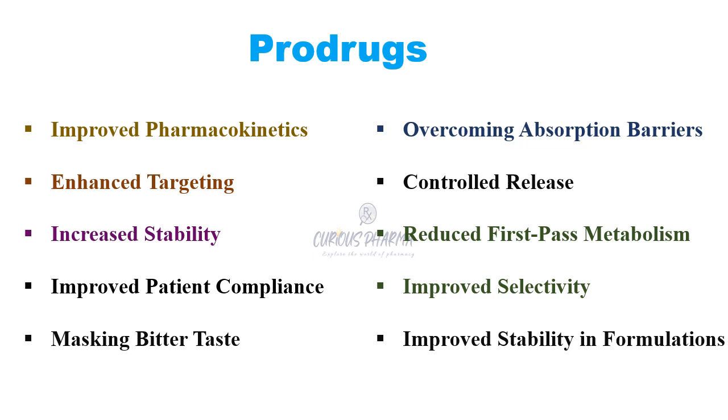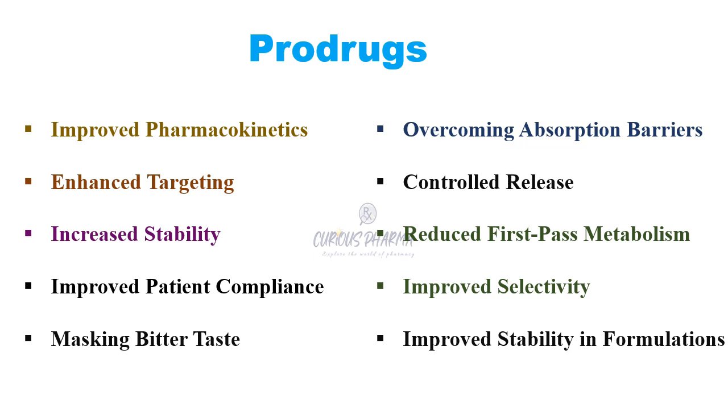Overcoming the absorption barrier. Some drugs have poor absorption due to physicochemical properties or the presence of efflux pumps in the intestinal epithelium. Prodrugs can be designed to overcome these barriers, improving drug absorption and efficacy. Controlled release. Prodrugs can be designed to release the active drug in a controlled manner, ensuring a sustained therapeutic effect over a prolonged time. This improves drug efficacy and reduces the frequency of dosing.